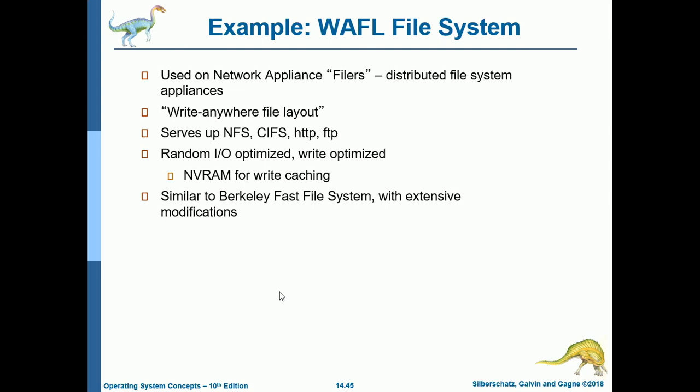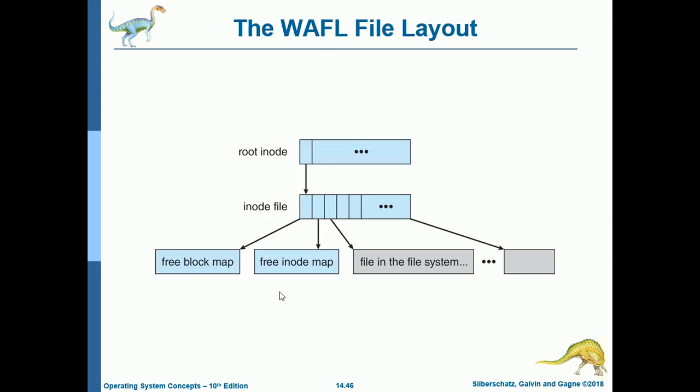So the WAFL file system is also used by NVRAM for write caching. It is also similar to Berkeley fast file system with extensive modifications. So this is the WAFL file layout. It has a root inode, and in this example, this block is pointing to an inode file, and this inode file is an array. There is a free block map and a free inode map, and then we have blocks for files in the file system. So it can contain one or more files in the file system.